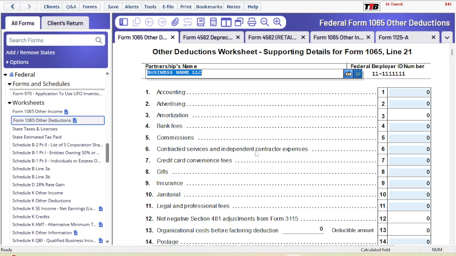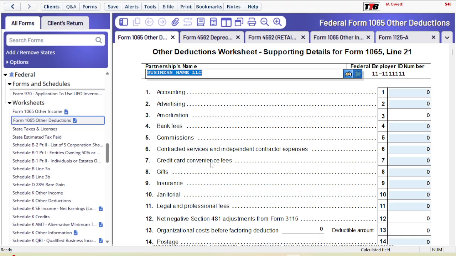Contracted services and independent contractor, that's good to know where independent contractor expenses will go, is putting it under line 6 for you. So if your business is using contractors, employees, or both, you see where we put the employees, that 217 for people you employ, that's for employees. So independent contractors will go on line 6 under the deduction section.